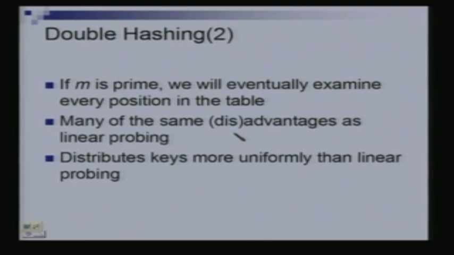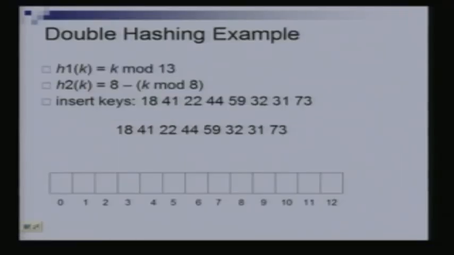This has some of the same advantages and disadvantages as linear probing. One, it distributes keys more uniformly, because now you don't form those clusters anymore. Those clusters were getting formed because you were just going one step at a time. Now if for some key you are going 7 steps ahead, for some other key 13 steps ahead, and for some other key 2 steps ahead, then these clusters are not getting formed anymore, and that makes the performance better. So we'll see an example.